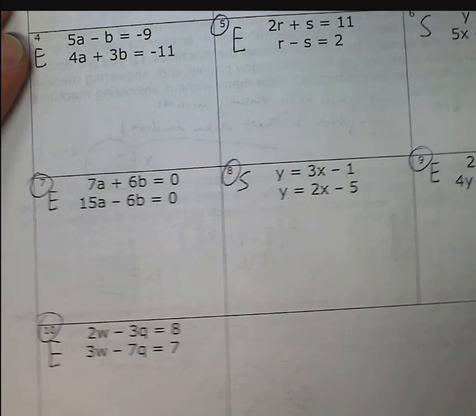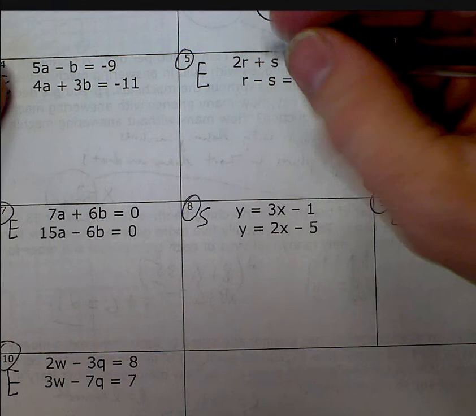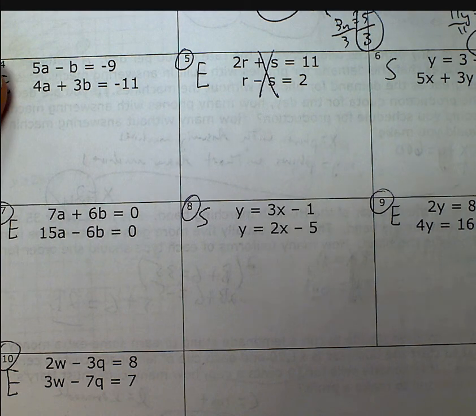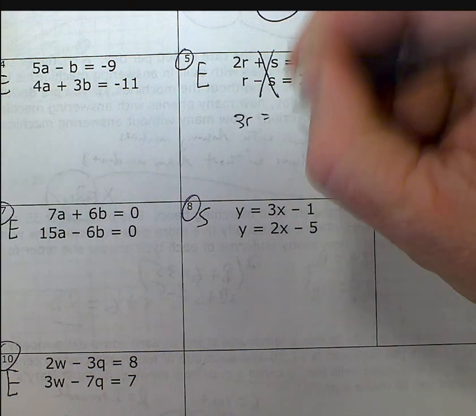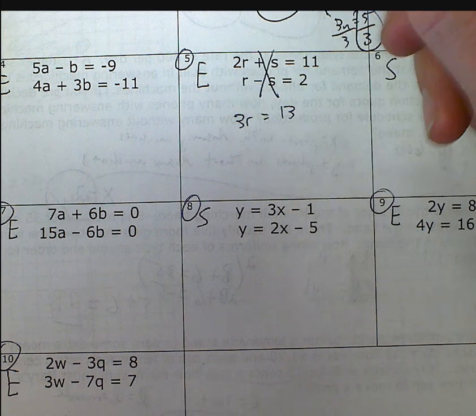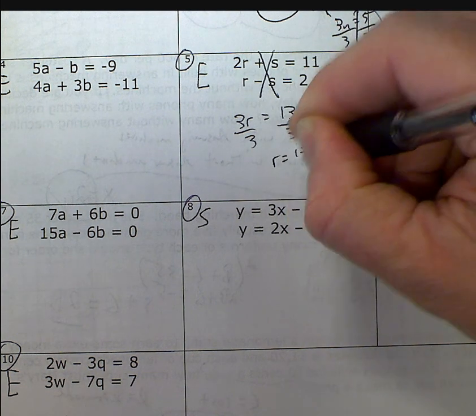Number 5. Can I have your attention, please? Can we have all teachers please report to the library at this time? Thank you. This eliminates, so this becomes 3r equals 13. Divide by 3, so r equals 13 over 3.